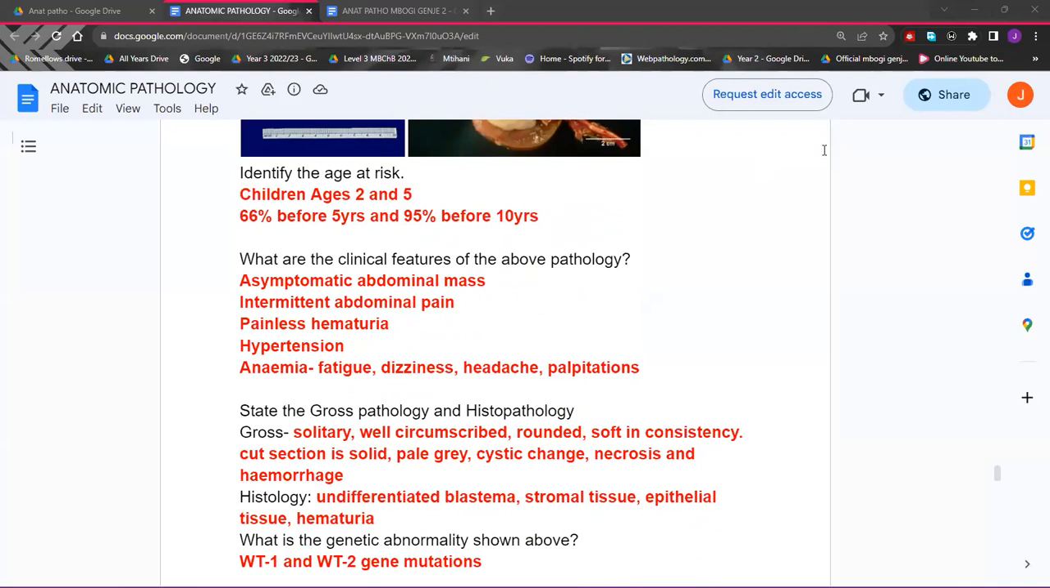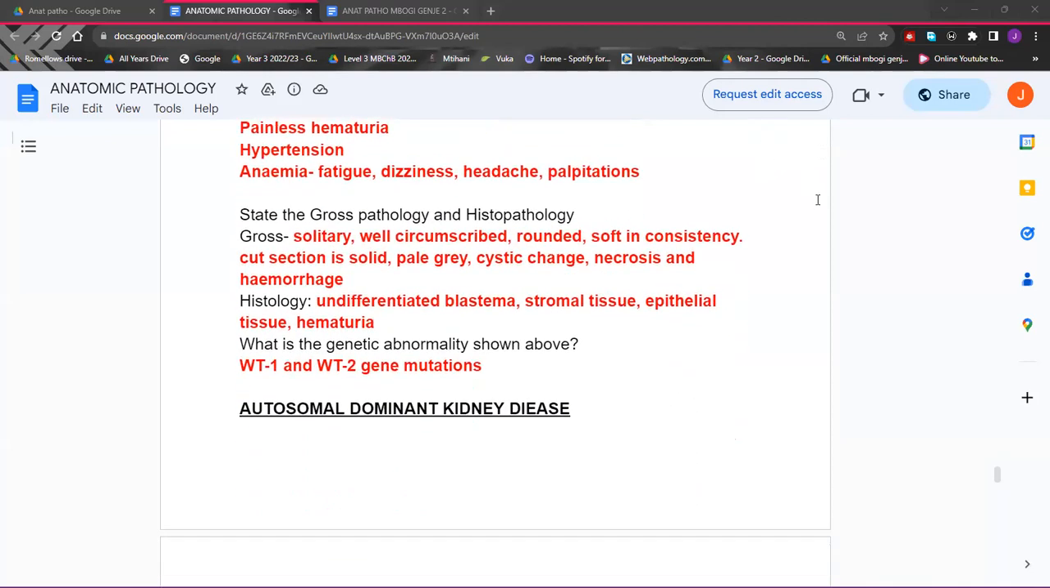Now, the gene abnormality that causes the Wilms tumor to occur is called the WT1 or WT2 gene mutations. For those mutations, I think it's pertinent you get them and keep them and you know them. So, Wilms tumor 1 and Wilms tumor 2 gene mutations. Okay, move to the next pathology.